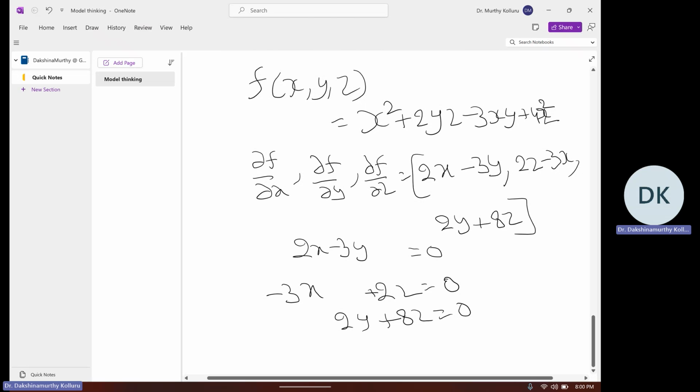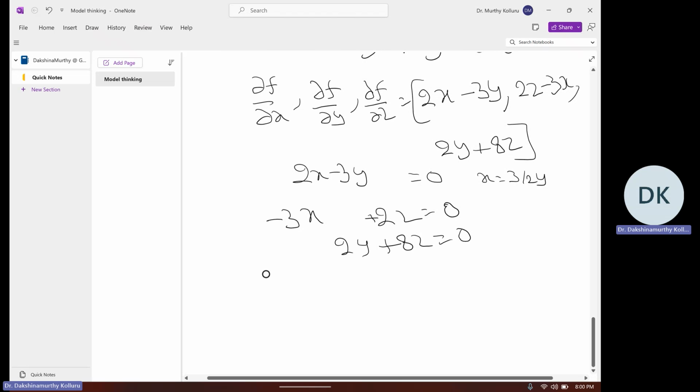Let's say I will write x is equal to 3 by 2 y, and I substitute. I will not go into that solution. I'm sure you guys figure out how to do it. But it turns out that this is solved at 0, 0, 0. Again, like last time, we got a clean critical point, which happens at 0, 0, 0.